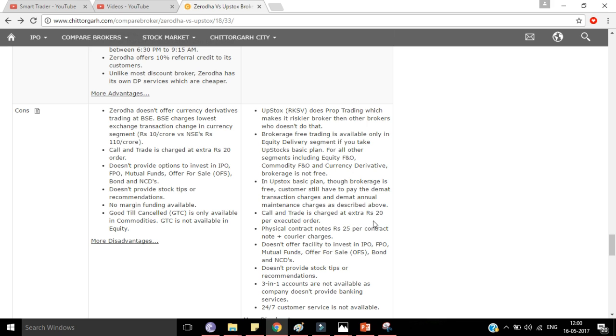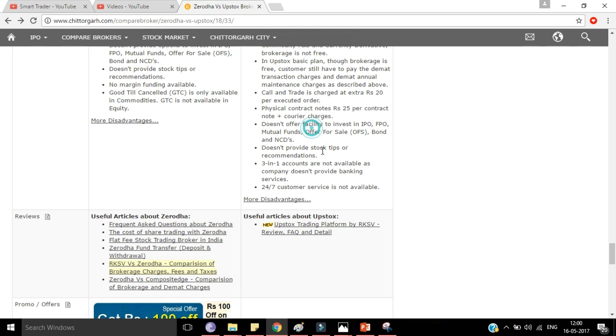Call and trade is charged at extra rupees 20 per executed order. Same like Zerodha. Physical contract notes rupees 25 per contract note plus courier charges. I hate this. Doesn't offer facility to invest in IPO or FPO. Agreed. Doesn't provide stock tips or recommendation. Yes, they cannot provide. They are a discount broker. They need to charge extra money for that.